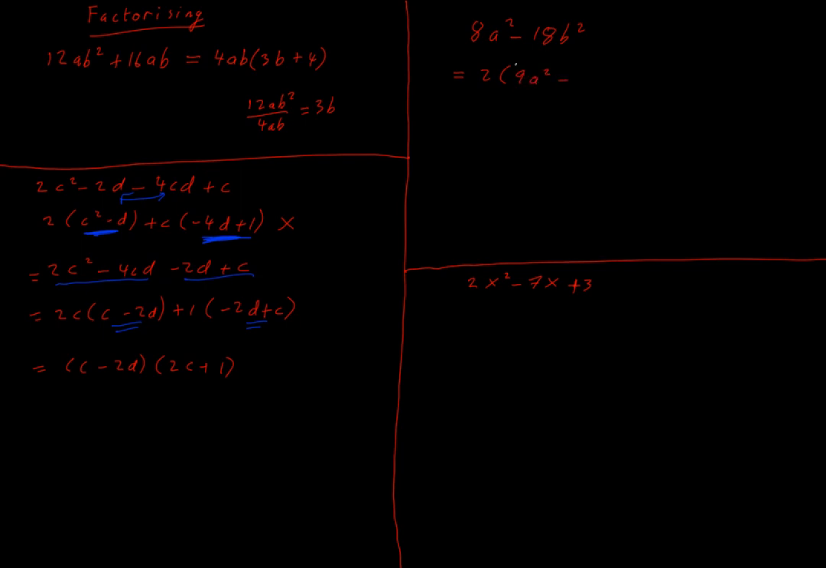Sorry, what am I writing? I have a common factor of 2. So if I take out my common factor of 2, I'm left with 4a squared minus 9b squared. And now I can see that I've got a standard difference of 2 squares type situation going on in this bracket. So I'm going to rewrite it as perfect squares. So 4a squared is the same as 2a all squared, minus 9b squared is the same as 3b all squared.